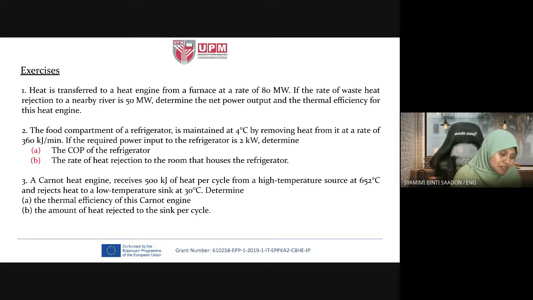And the thermal efficiency, you can use the heat input and output also. 1 minus QH minus QL over QH, which is 1 minus QL over QH. So 1 minus 50 over 80. It's easy.